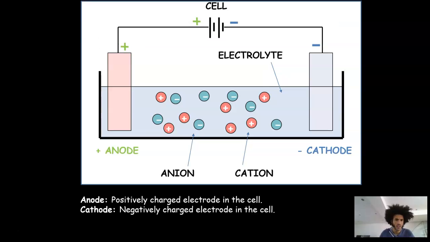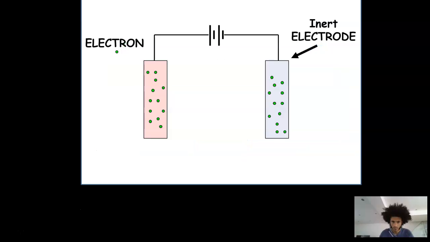Just before I go any further, I want to mention that the anion is negatively charged and the cation is positively charged. That language isn't fundamental to your understanding, particularly if you do AQA. I find it quite useful to know, but it's up to you whether you learn that or not. But I recommend that you do. The anion is negative, the cation is positive. So moving on.